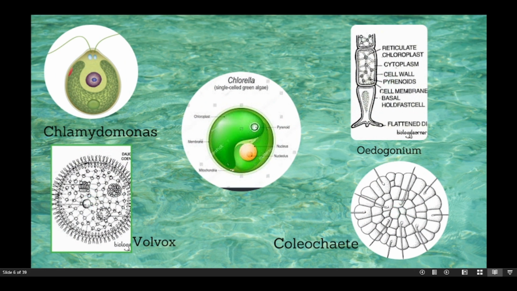Now you can see the pictures: Chlamydomonas, Chlorella, Oedogonium, Volvox, Coleochaete.